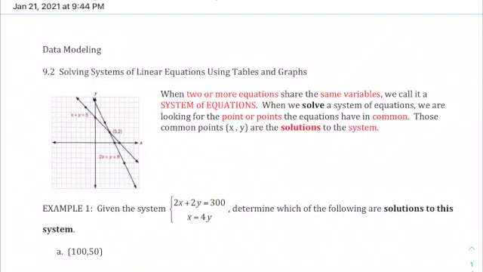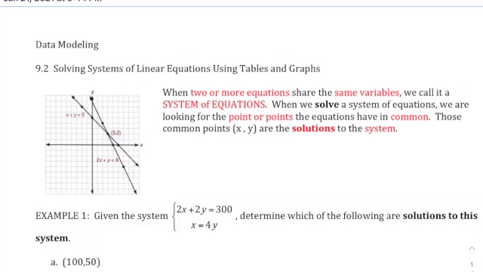Right, today's objective is solving systems of linear equations using tables and graphs. So don't forget, write down the things that are in red. When two or more equations share the same variables, we call it a system of equations. When we solve a system of equations, we are looking for the point or points the equations have in common. Those common points, (x, y), called the ordered pair, are the solution or solutions to the system.